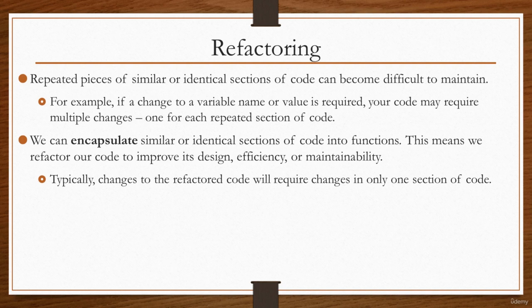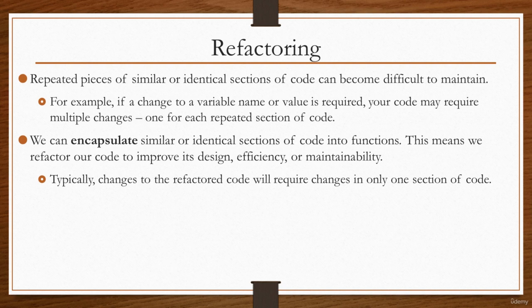So I've talked about encapsulation before, and a typical example of encapsulation is when we encapsulate similar or identical sections of code into functions. So the process of encapsulating similar or identical sections of code is essentially referred to as refactoring, right? And typically once that code is refactored and you want to make changes later on for whatever reason, it is much easier to maintain or update that code, because once again it's not all over the place. Your functions are much cleaner.